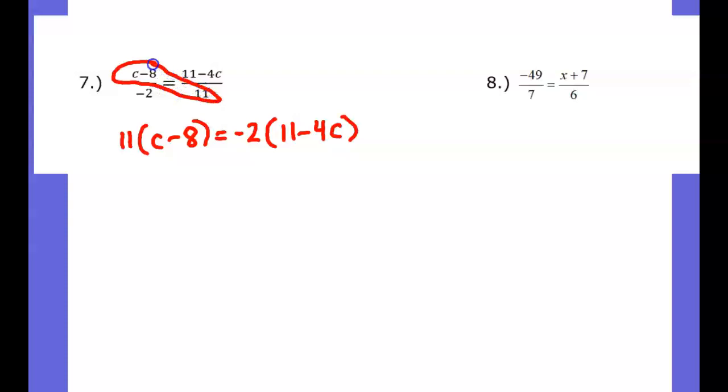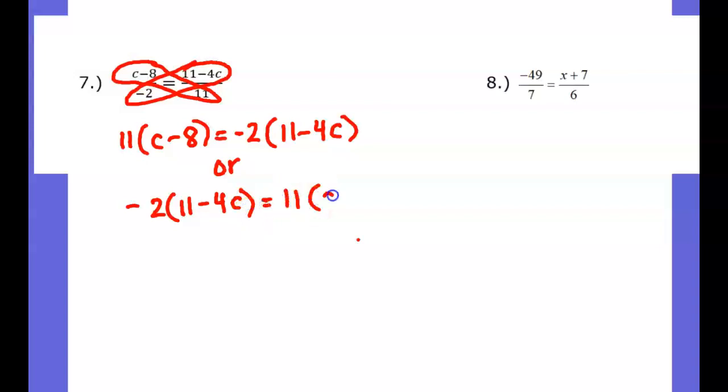Okay, all right, so the last two that we have, 7 and 8, all right, we're going to take 11 times c minus 8, and we're going to set that equal to negative 2 times 11 minus 4c. Okay, so here's our cross multiplying. Okay, and again, it doesn't matter. I could have set it up like this, where I took the negative 2 times 11 minus 4c is equal to 11 times c minus 8. It doesn't matter, okay, what diagonal you do first.